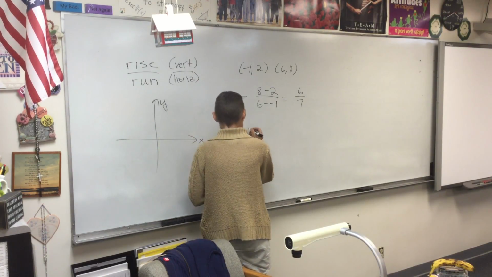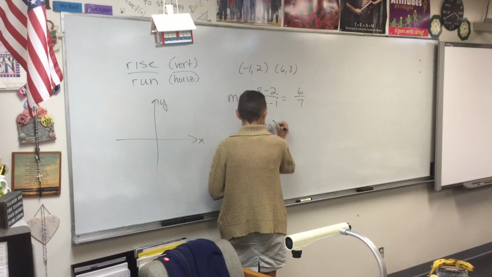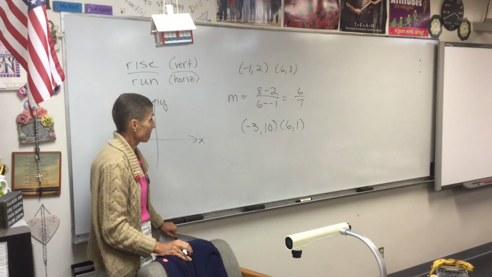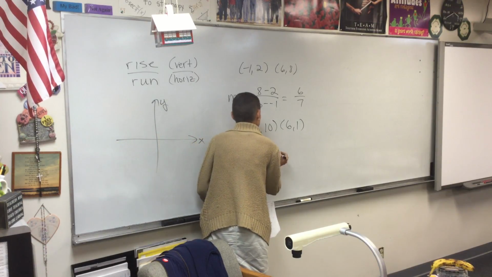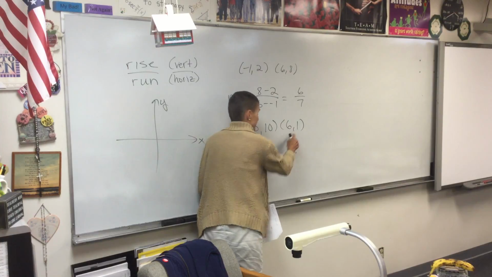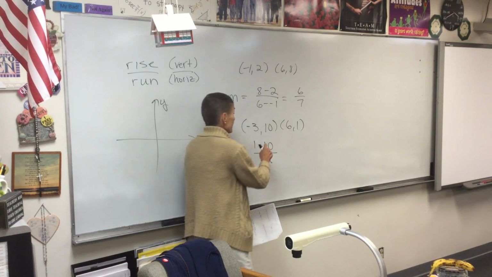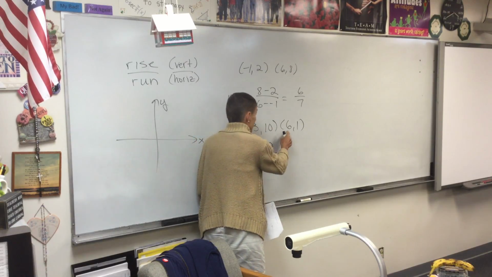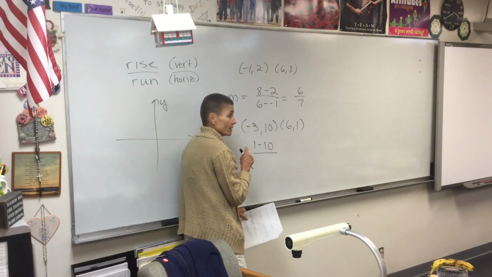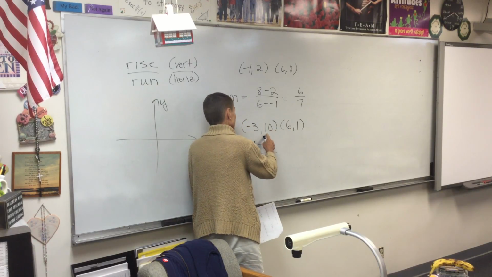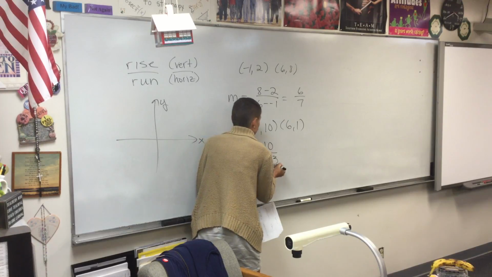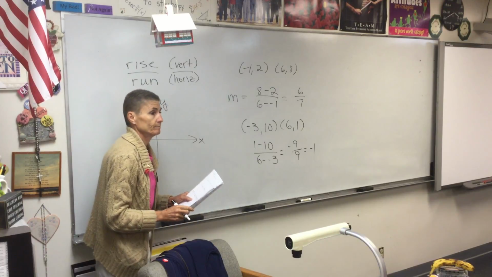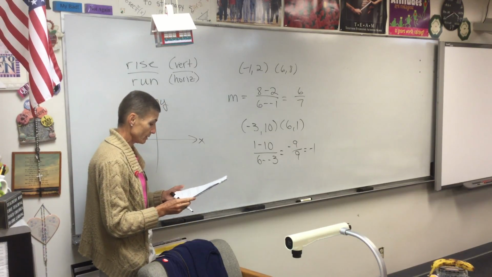All right, how about b? Let's try b on your own. -3, 10, and 6, 1. How do you find that slope? 1 minus 10. By the way, could we do 10 minus 1? Yes, but if we did 10 minus 1, we have to do -3 minus 6. If we do 1 minus 10, then we have to do 6 minus -3. So we end up with -9 over 9, -1.